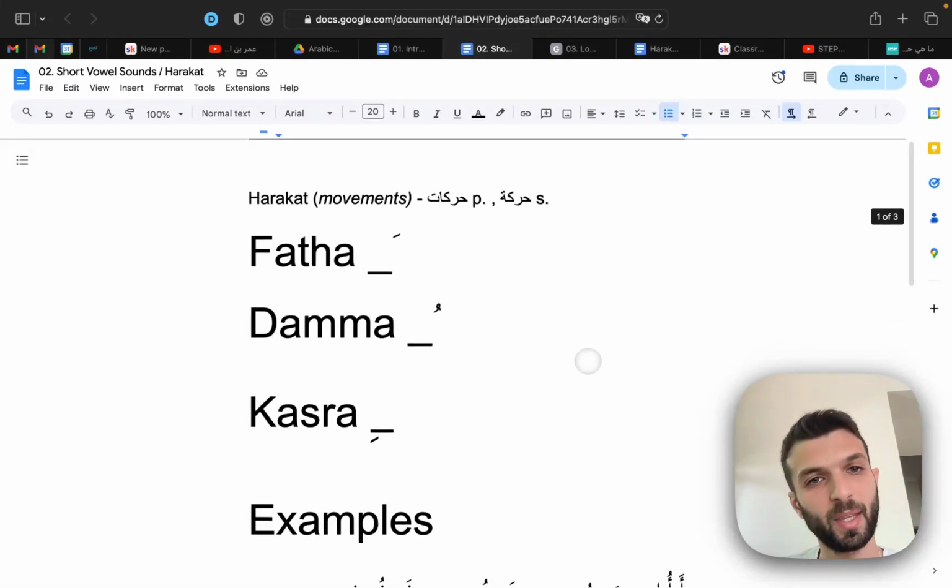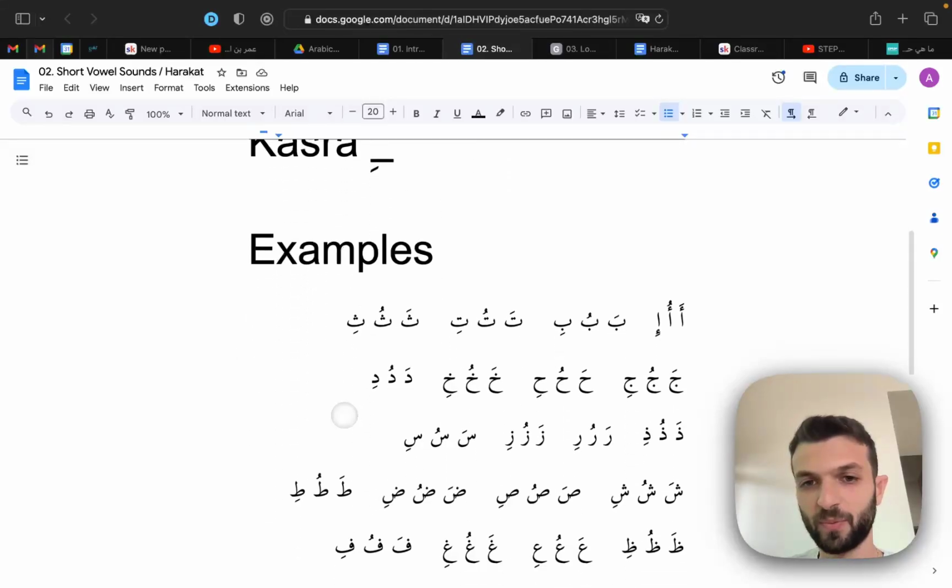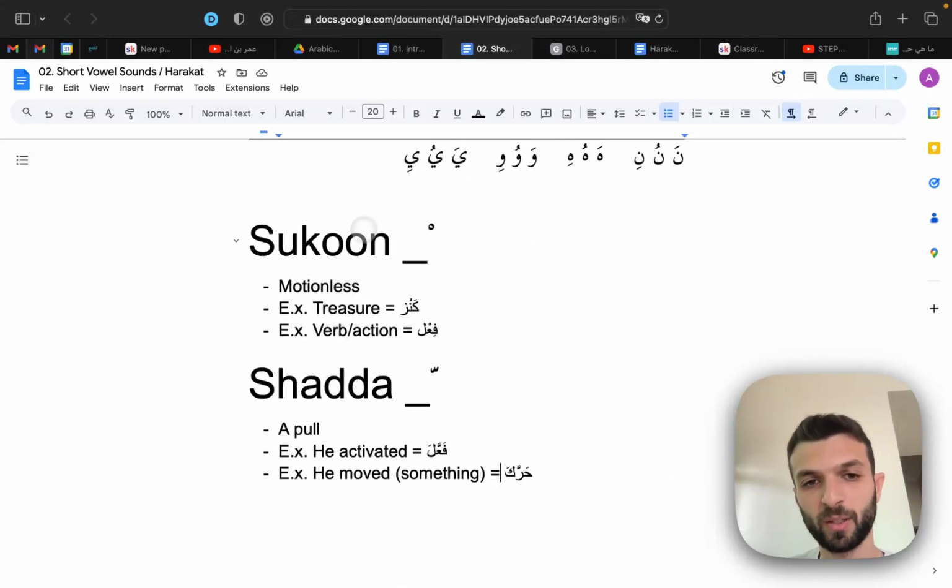And that's it for harakat. It's pretty simple. Just remember, a, u, i. A is the fatha, u is the damma, and kasra is the i sound. And then you've got the sukoon and the shadda.